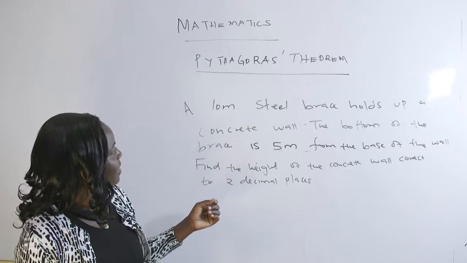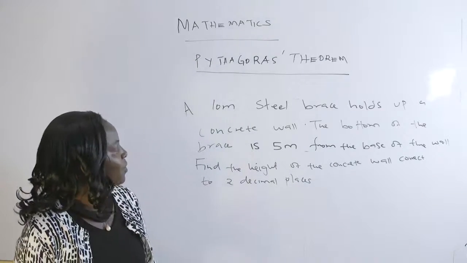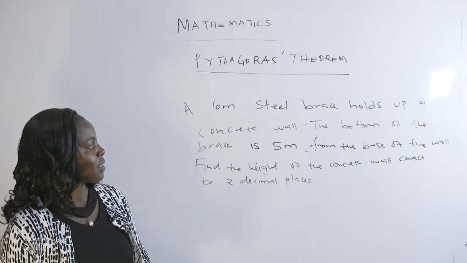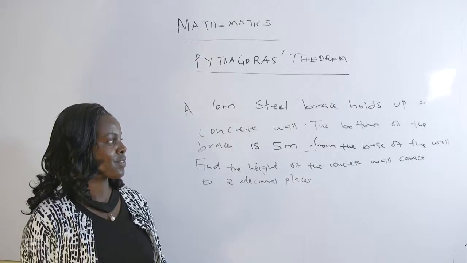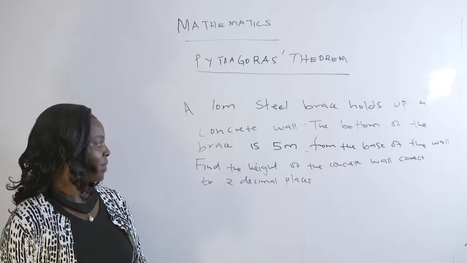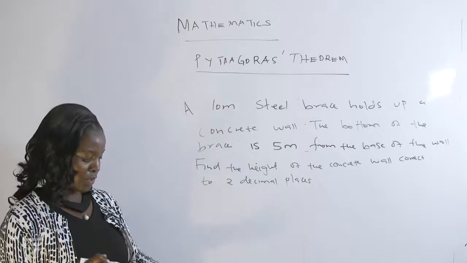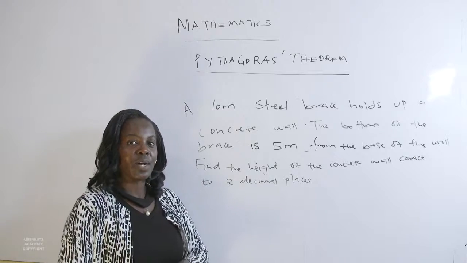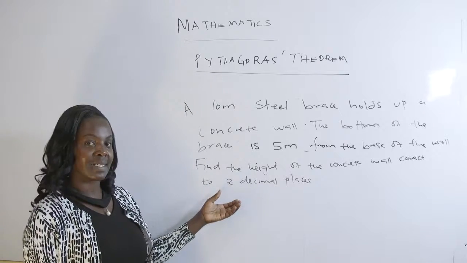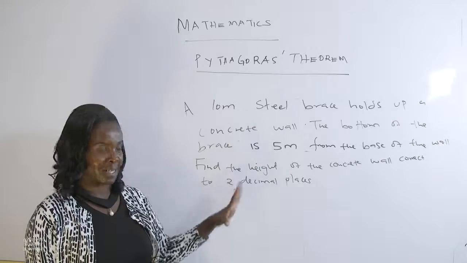Given a question, a 10-meter steel brace holds up a concrete wall. The bottom of the brace is 5 meters from the base of the wall. Find the height of the concrete wall, correct to 2 decimal places. So the first thing that you are supposed to understand is how to come up with a right angle triangle, how to put these measurements in a right angle triangle.